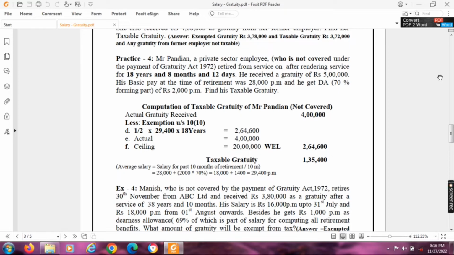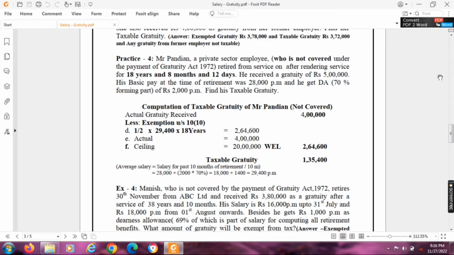He received a gratuity of 5 lakh. His basic pay at the time of retirement was 28,000 per month, and he gets DA 2,000 per month, of which 70% is forming part. Find his taxable gratuity. Let me see the answer. How to compute the taxable gratuity of Mr. Pandian, who is not covered? Actual gratuity received 4 lakh. Less exemption under section 10(10).